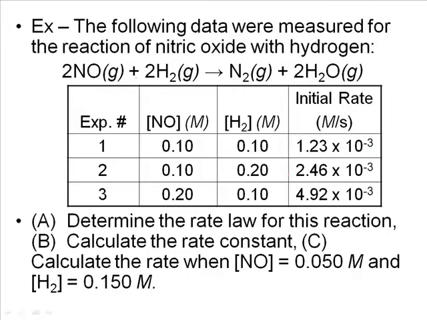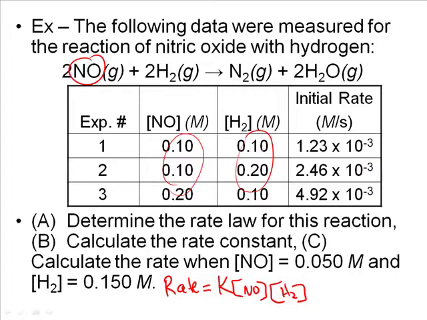We've got NO reacting with H2 becoming N2 and H2O. So again, if we were to write this out without looking at our powers, we would have the rate is equal to K times the concentration of NO times the concentration of H2. Now let's look and see what nitrogen and hydrogen do to the rate. Now if we look at experiments 1 and 2, we can see that nitrogen monoxide remains the same, but H2 doubles. So that's going up by a factor of 2.